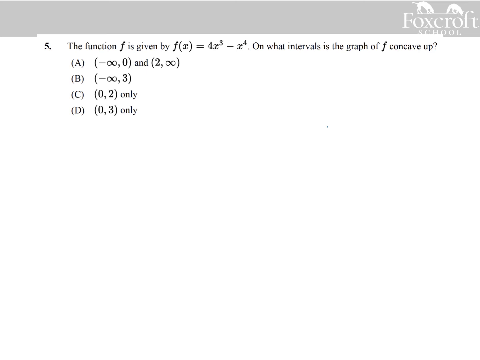So for this question, they give us the function f, and we want to know when it is concave up. If you're figuring out when something's concave up, you have to know when the second derivative is positive. So this whole question is really saying, when is the second derivative of this function positive? We have to find the second derivative first. To do that, we find the first derivative.